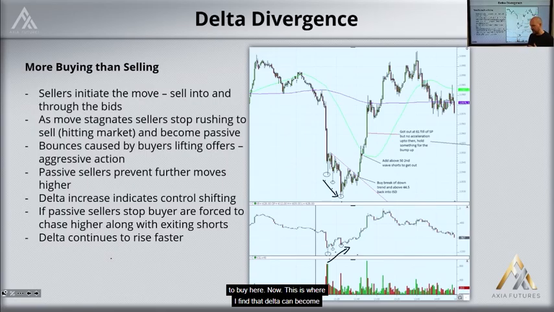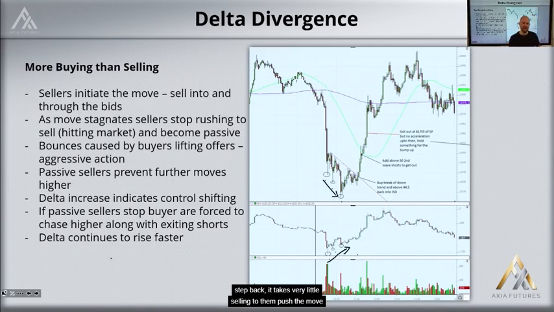Now, this is where I find that delta can become slightly confusing. Because what you're seeing is sellers sitting on the offer, buyers buy into them, and they buy into them again, and the sellers keep on coming back. And this is why delta rises: they're continually giving the buyers the opportunity to buy, but price doesn't rise because sellers continue to reload. So delta rises. After a period, buyers realize that they can't get the price to go up, and so they step away. The buyers step back.